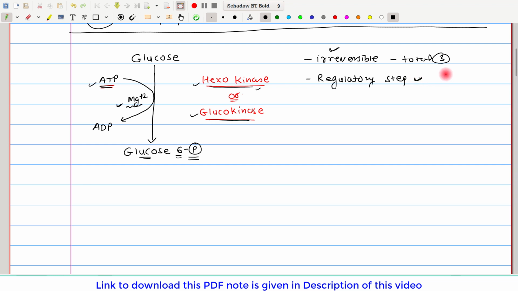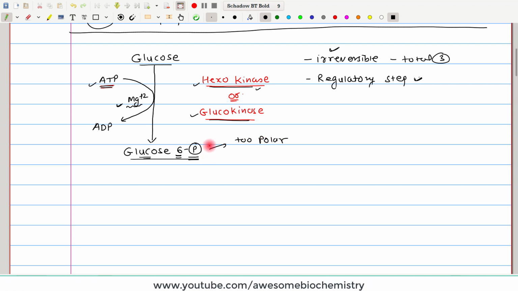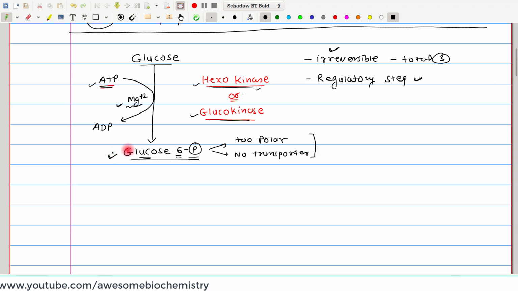Now, what purpose is served by conversion of this glucose to glucose 6-phosphate? See, glucose 6-phosphate has too much polar group, it is too polar a compound, and along with this polarity, it does not have any transporter in the cell membrane. So there are no transporters for this glucose 6-phosphate, right. Because of these two reasons, glucose 6-phosphate cannot be transported across the cell membrane.